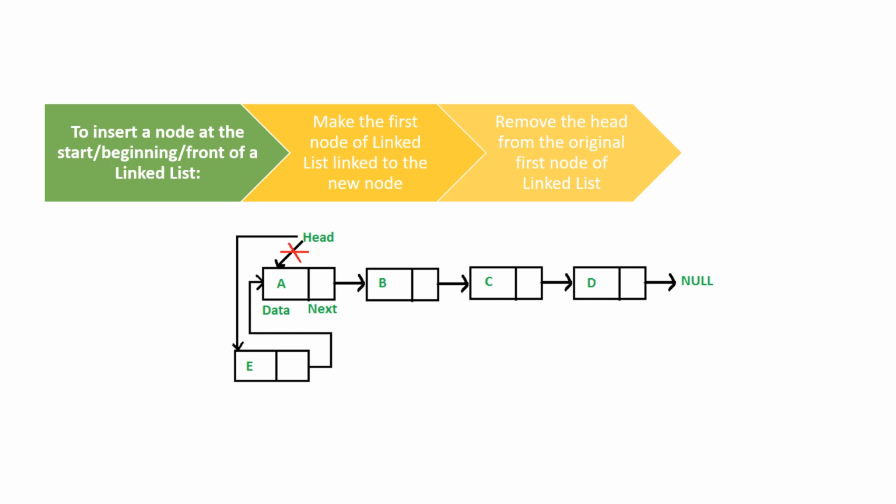That is, the head pointer which points to the head of the list. Before, it pointed to the node A, which was the first node in the linked list. Now we remove the head from the original first node of the linked list, and then make the new node the head of the linked list. This is how we can insert a node at the start of a singly linked list.